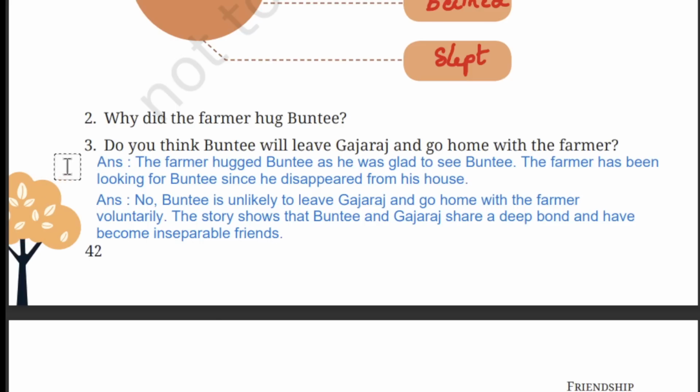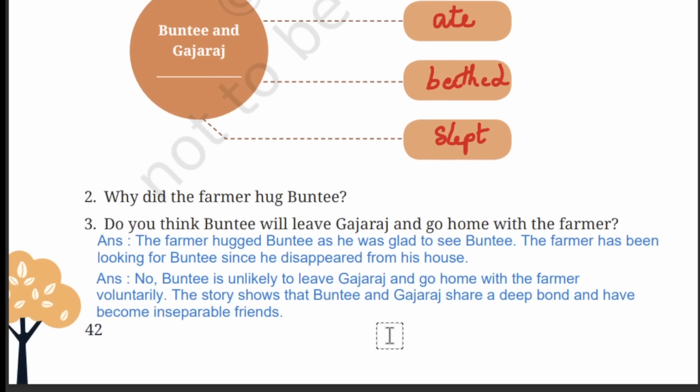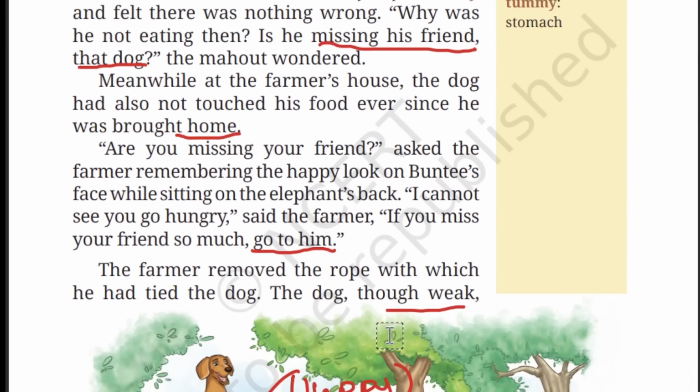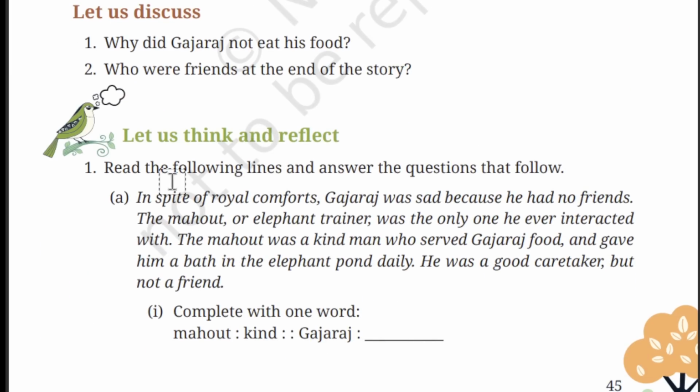Okay, next question. Do you think Bunty will leave Gajaraja and go home with the farmer? No, Bunty is unlikely to leave Gajaraja and go home with his farmer voluntarily. The story shows that Bunty and Gajaraja share a deep bond and have become inseparable friends. So the answer is no. Okay, so next, see what else they asked.